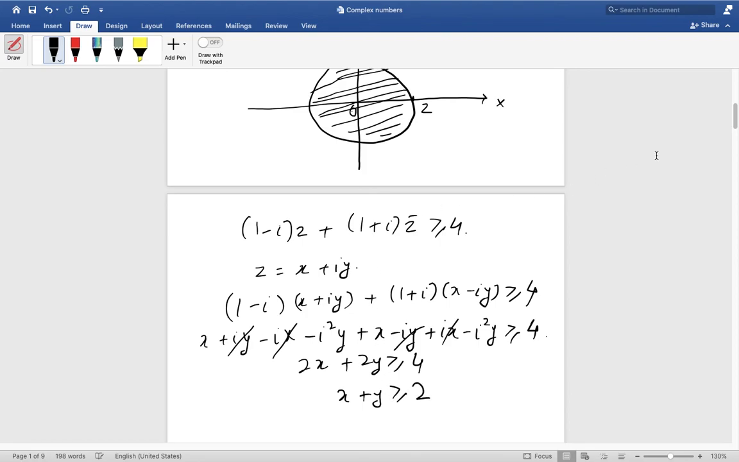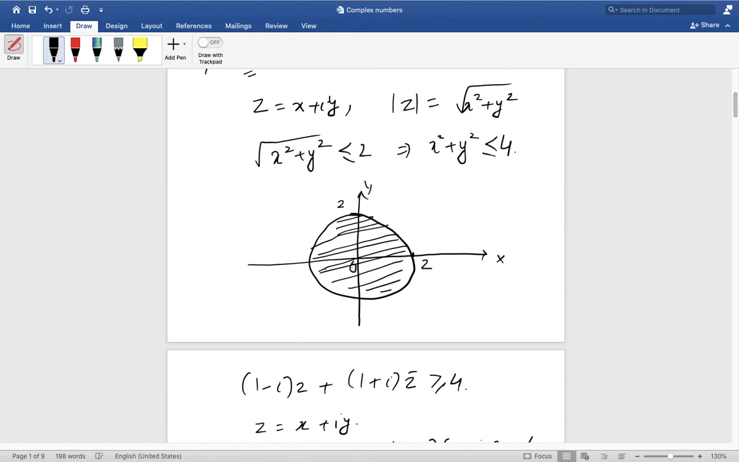Where does x plus y greater than or equal to 2 lie on the above graph? x plus y greater than or equal to 2 is bounded by the straight line x plus y equals 2, right? x plus y greater than or equal to 2 is this area. So this common area, the intersection of both of these inequalities, is where my solution lies. A intersection B is this dark area.